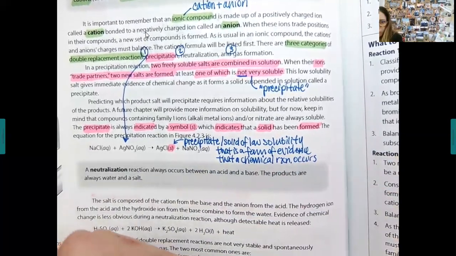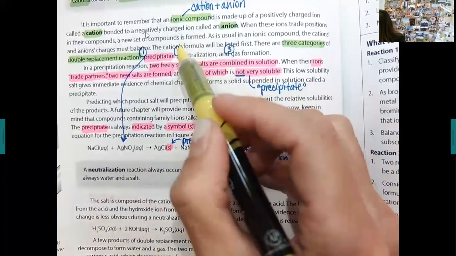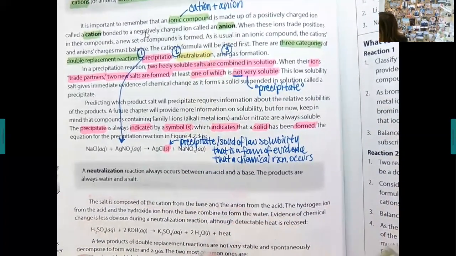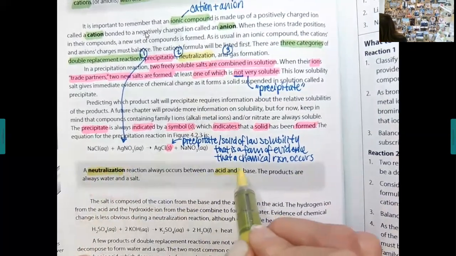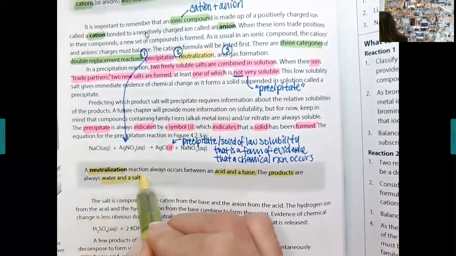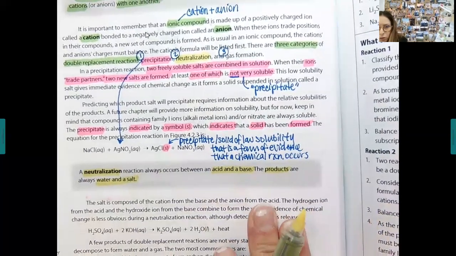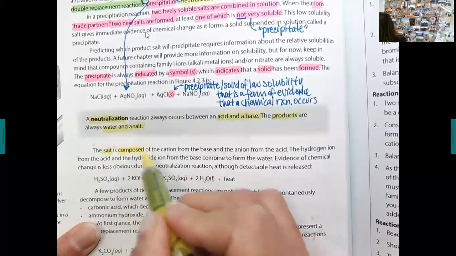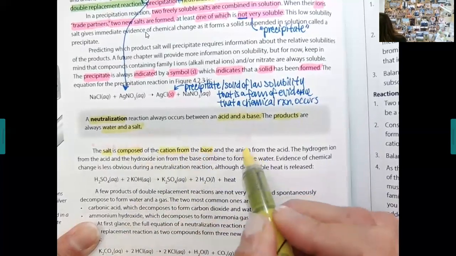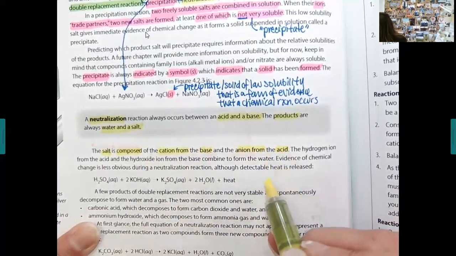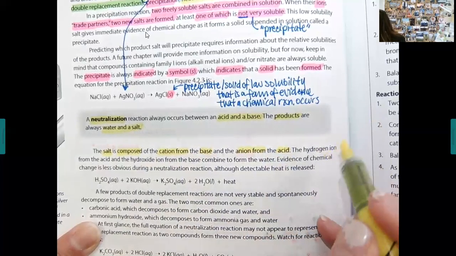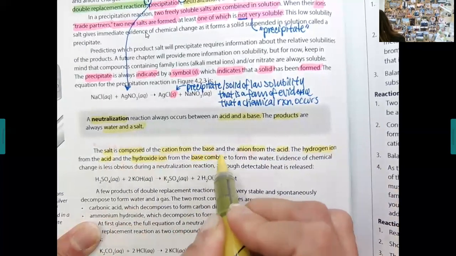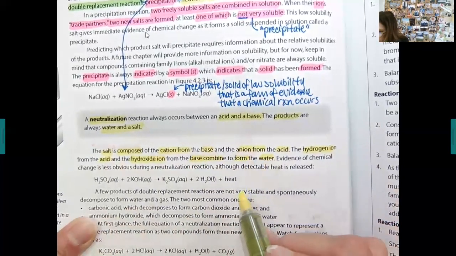Okay, now let's talk about a neutralization reaction. In a neutralization reaction, you have an acid combining with a base, and the products are water and a salt. The salt is composed of a cation from the base and an anion from the acid. The hydrogen ion from the acid and the hydroxide ion from the base combine to form water.